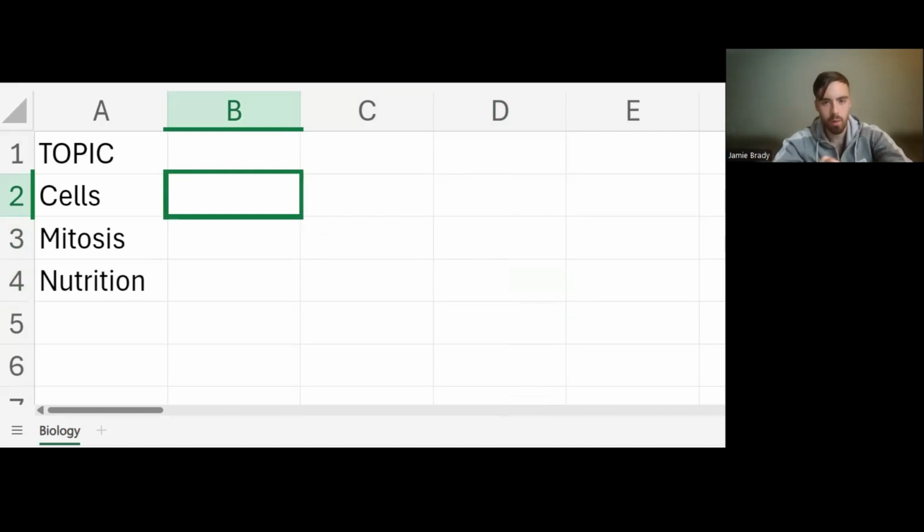This is the best way to organize your study timetable. Forget everything you know so far. Let's get right into it. I've got an example here. Let's say we're studying biology. We've got 3 topics so far: cells, mitosis, and nutrition.